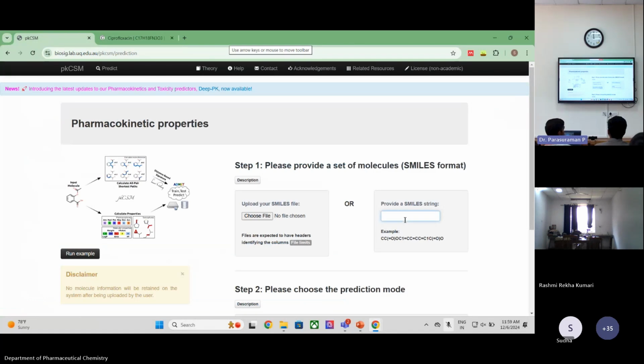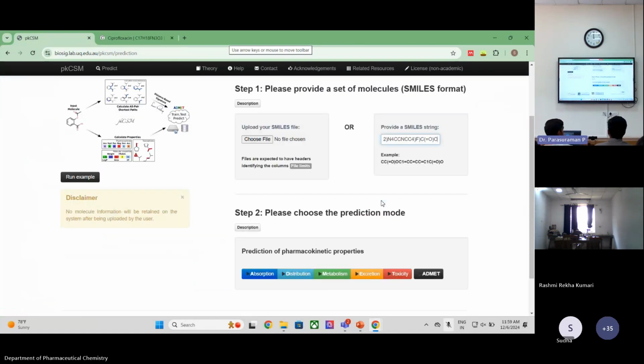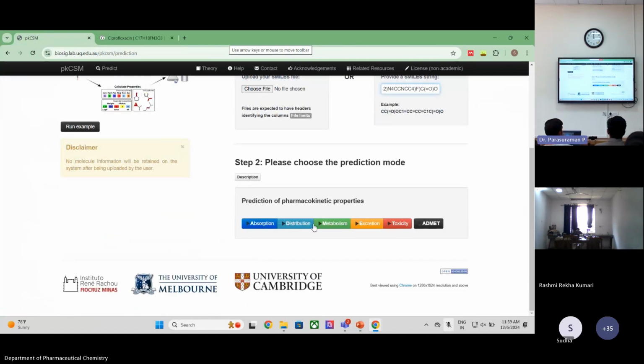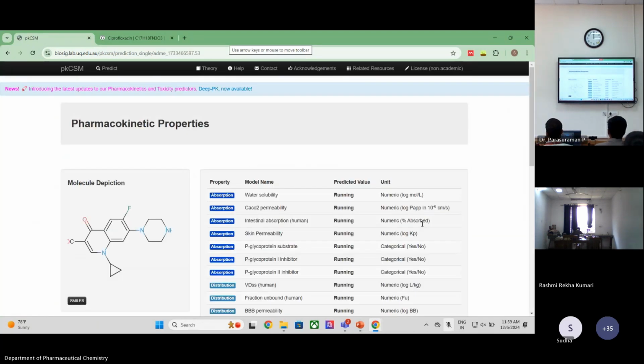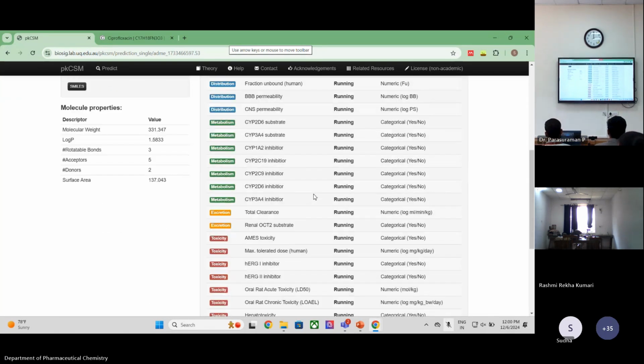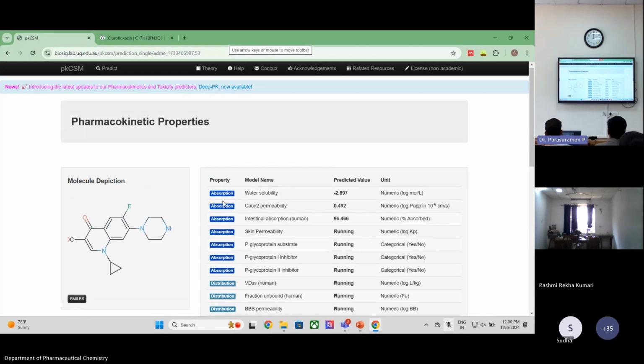Copy it and go to the pkCSM website. You can paste it here. After that, what property do you want? Do you want all the properties? So we'll go for ADMET. See, you can see here it is running. It will take a little time and you will get the structure of the drug here also. You can see the results coming one by one, and you got the water solubility.